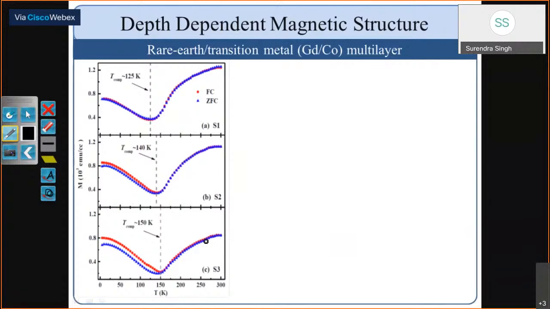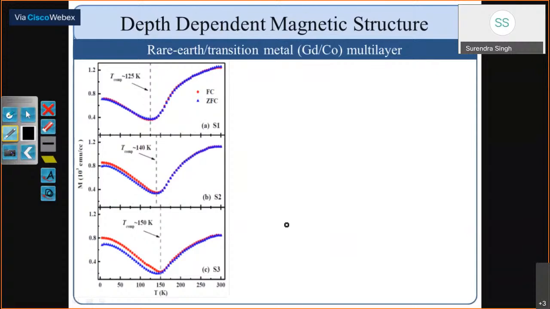Further, for S3 we found a little bit higher compensation temperature, 150 K, and the difference between FC and ZFC is large below this compensation temperature. Also, the net magnetization at room temperature is reduced because of this interface roughness and other things. We have lower magnetization for cobalt itself.